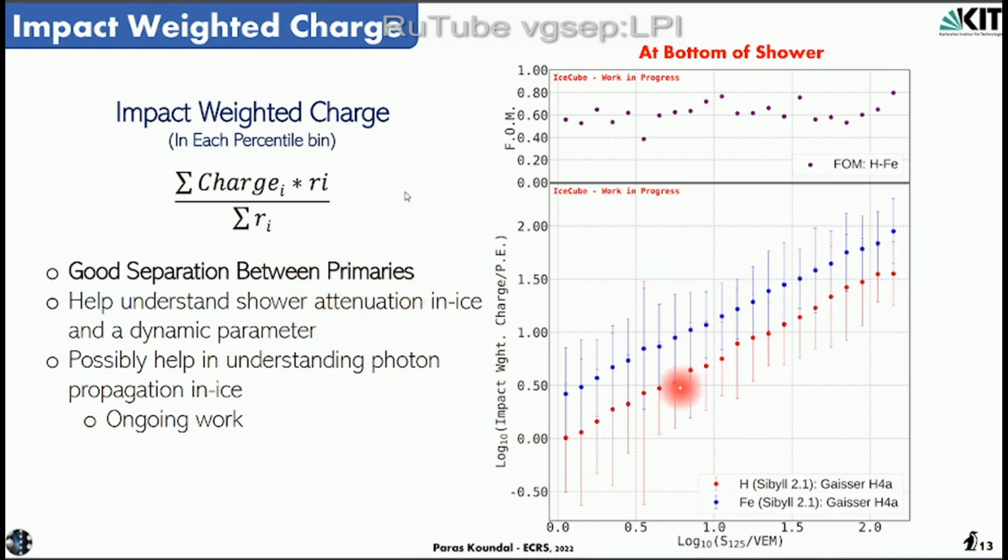So it seems like a good composition sensitive parameter, and this can also be seen by the figure of merit plot on the top. And as I told, this can also be done for all the other percentile bins, and this can in future also help us understand shower attenuation and possibly help understanding photon propagation in ice.